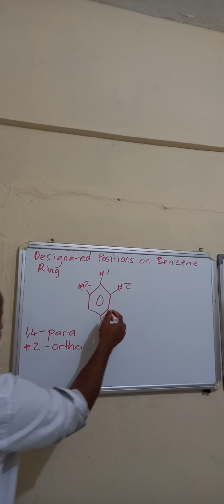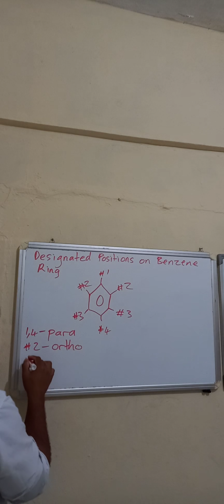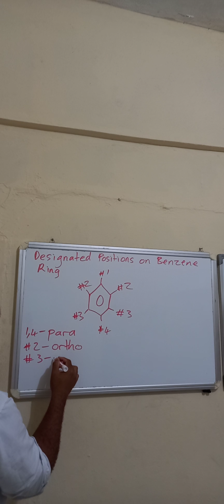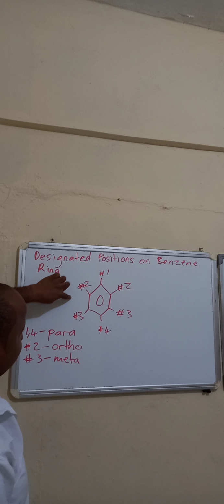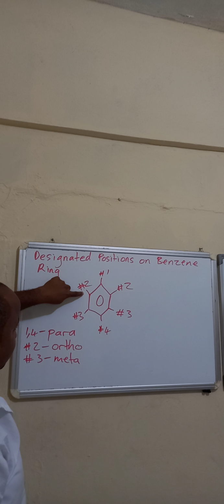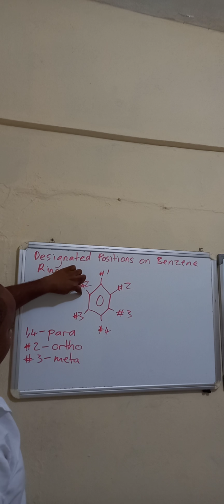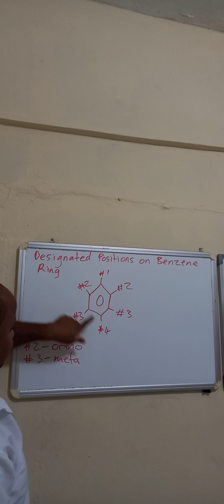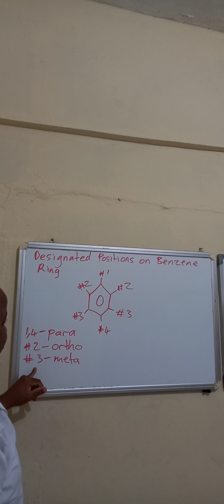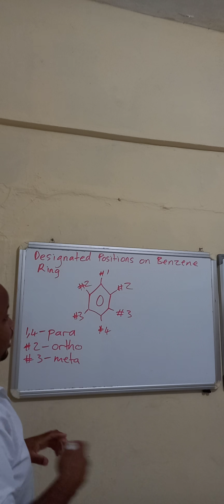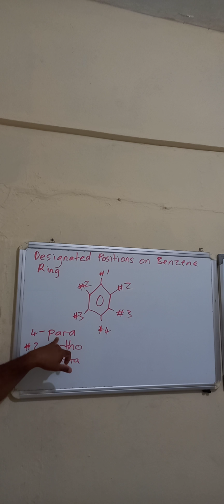And position number 3 is called meta. So if we're counting in this direction, then this is number 2. If you count this direction, this is number 2. So both of these are number 2, and number 4 is para. And number 3, that's meta. Number 1 we won't really be using, even though we say para is 1,4, para is basically number 4.